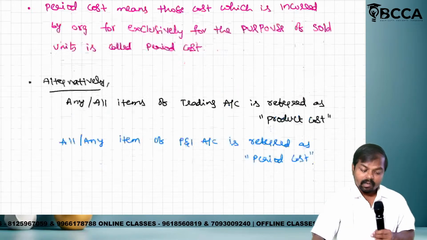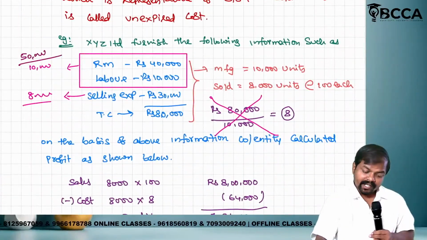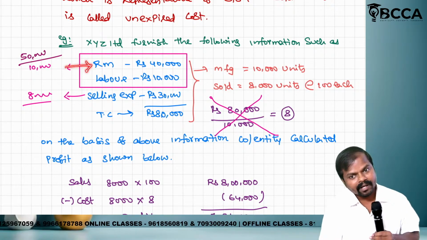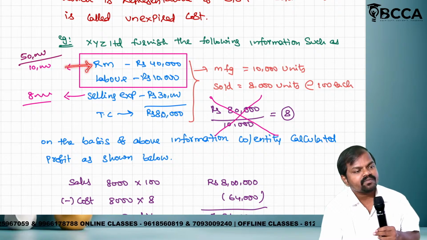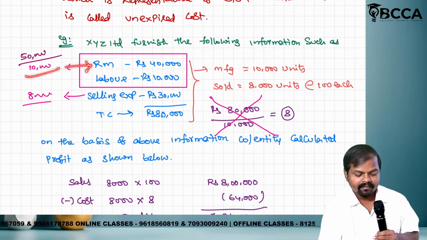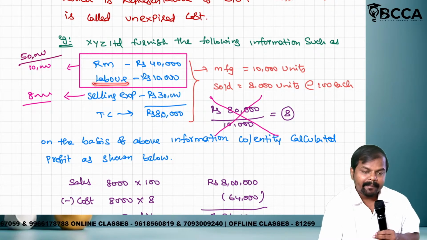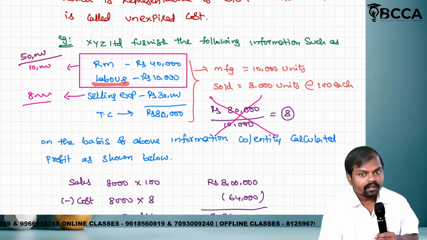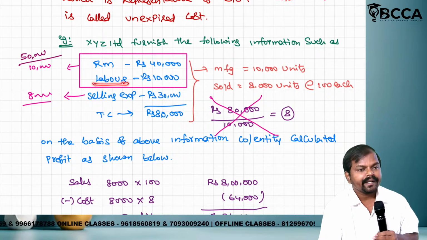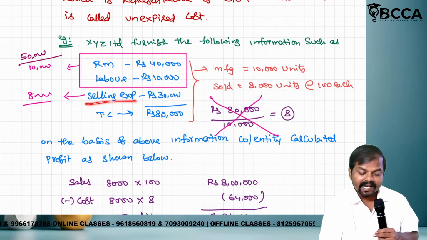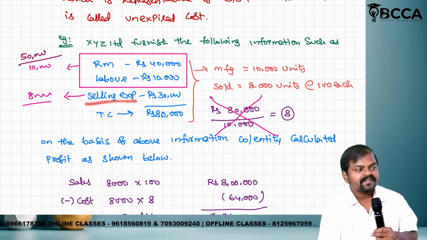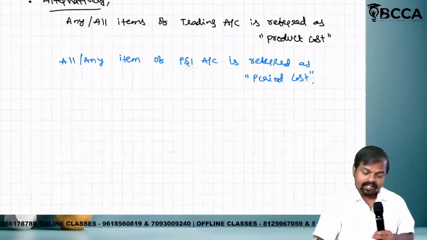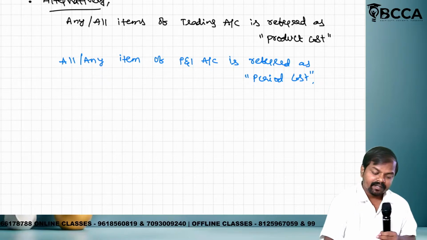Now, time to rethink. Raw material purchase: trading or P&L? Trading, that is the reason it is product cost. Labor means wages: trading or P&L? Trading, that is the reason product cost. Selling expense: P&L, that is the reason period cost. We can easily conclude. Clear? Excellent. Till now clear? Next.